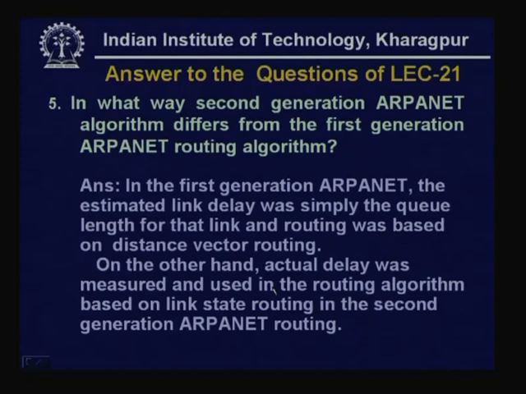Then, in what way does the second generation ARPANET algorithm differ from the first generation? As you have seen, in the second generation delay was actually measured rather than the queue length. That was the basic difference between the second generation and the first generation.